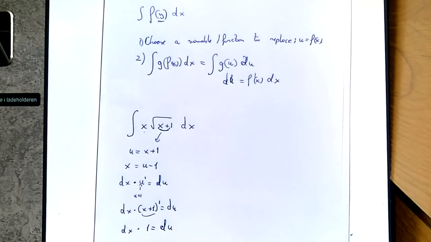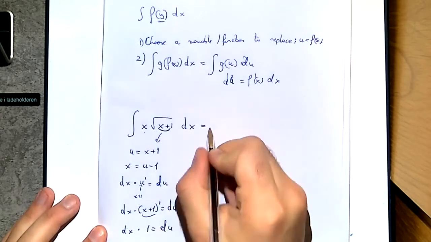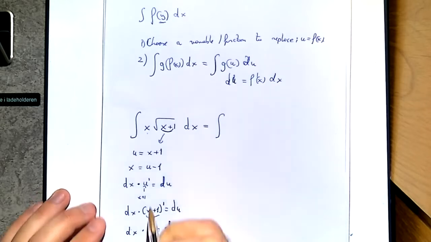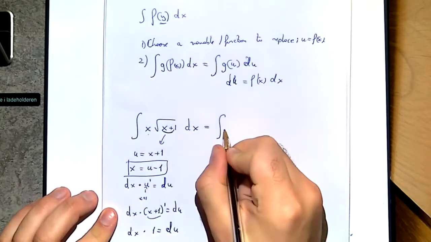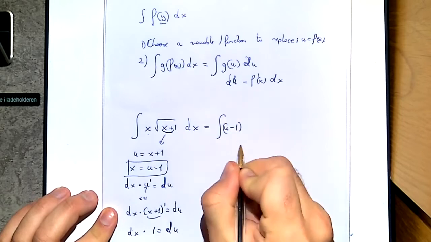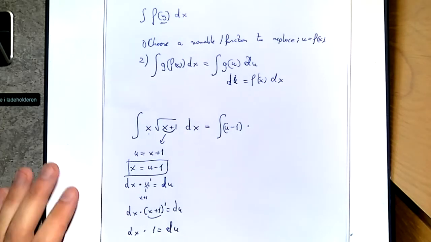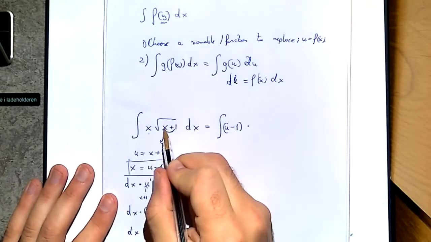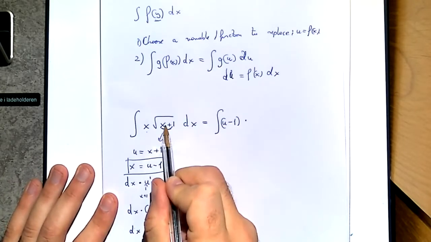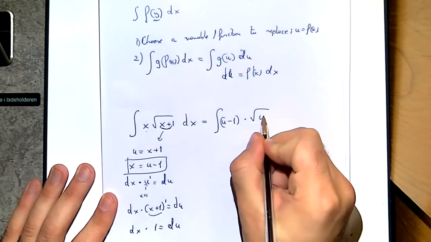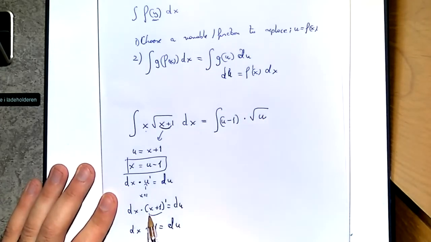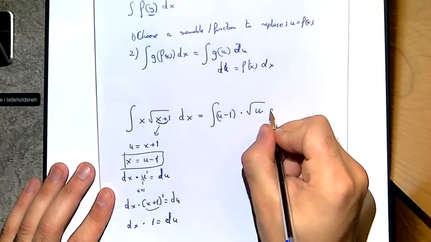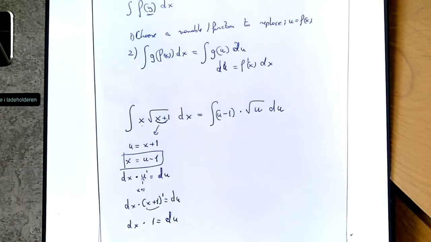Why did I do all this? Because I can replace this integral with, and let's take it slow, I said x is u minus 1, so it's u minus 1, multiplied by, well, x plus 1 is u, so this is just the square root of u. And I said dx is equal to du from here, so it's just du. Everyone follow me on this?